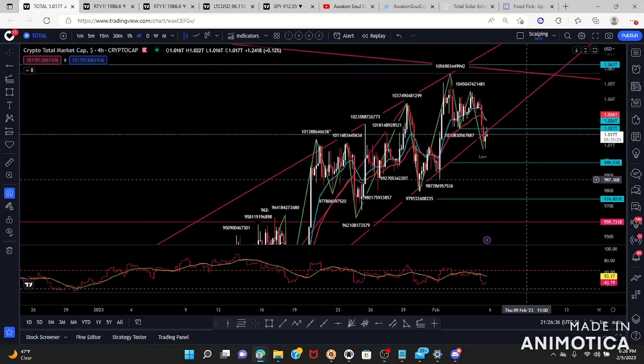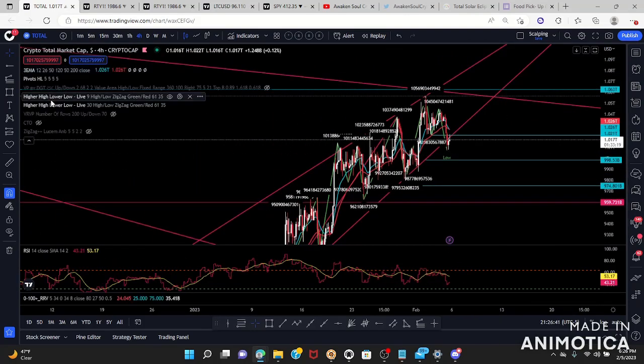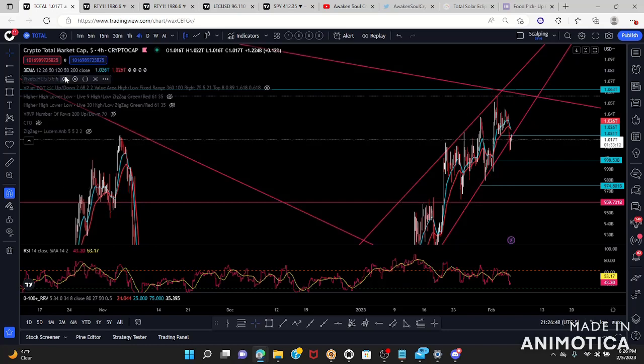I have potential targets where I could bounce off, but yeah, so that's how I am checking the total market cap, just to confirm the bearish or bullish scenario.